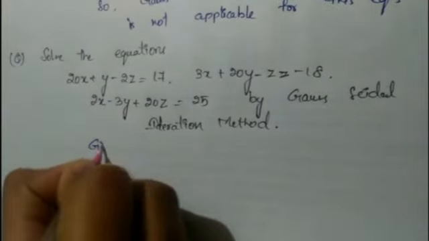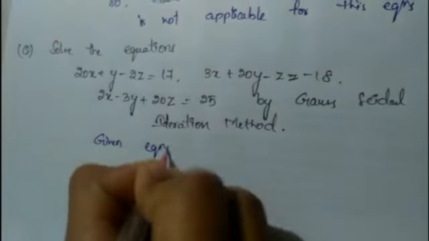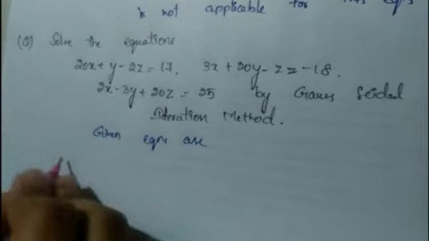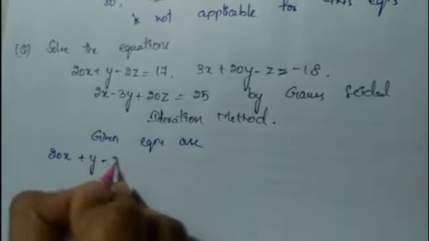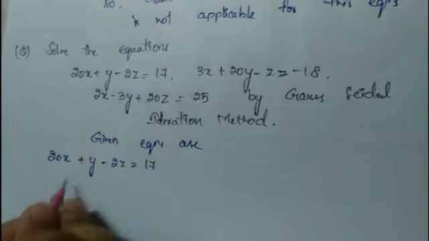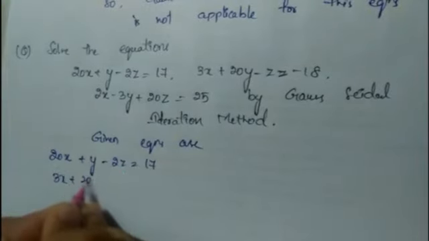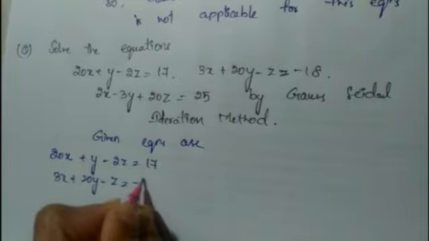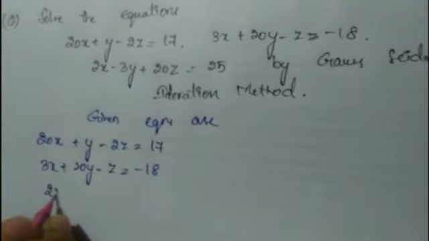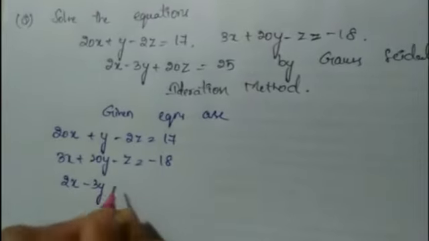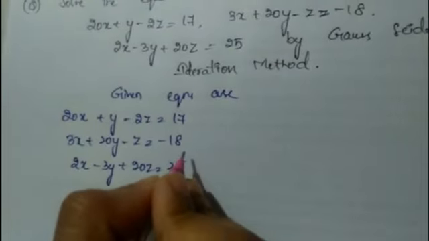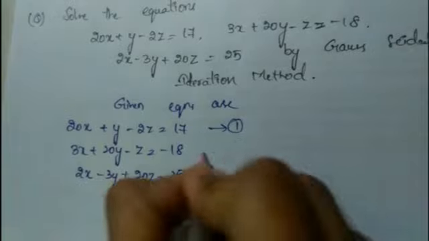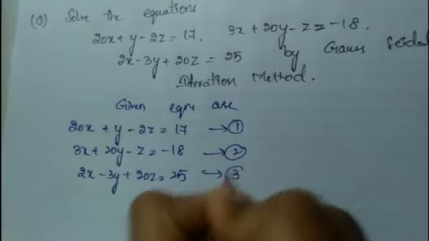First write the given equations. Given equations are 20x + y - 2z = 17, 3x + 20y - z = -18, and 2x - 3y + 20z = 25. These are the three equations. Let these be equations 1, 2 and 3.